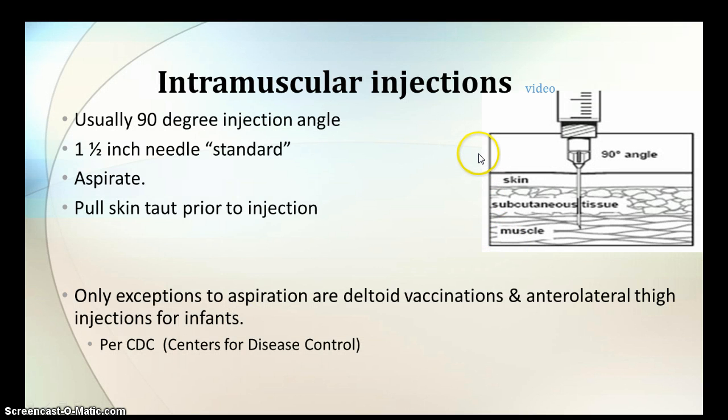Intramuscular, I'm not going to spend a whole lot of time on this. Usually a 1 to 1.5 inch needle is standard. You must aspirate because you could be in a vessel in the muscle. So you may want to pull the skin taut or tight prior to the injection. The only exception to the aspiration are deltoid vaccinations, such as a flu shot, or an anterolateral injection for infants. This is researched by CDC in that they have found that there are no major vessels in these areas, so aspiration is not necessary.